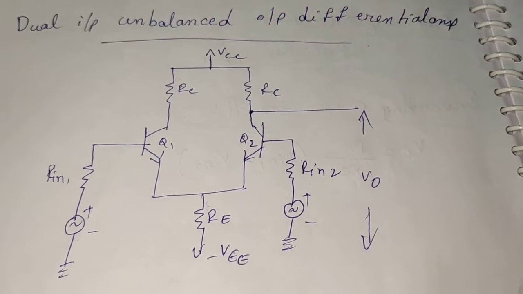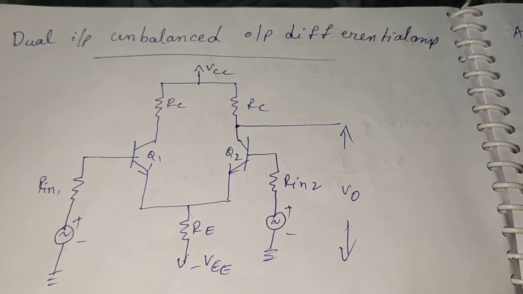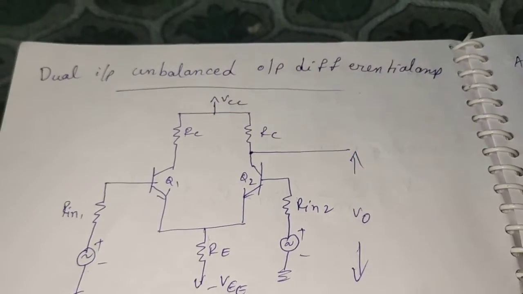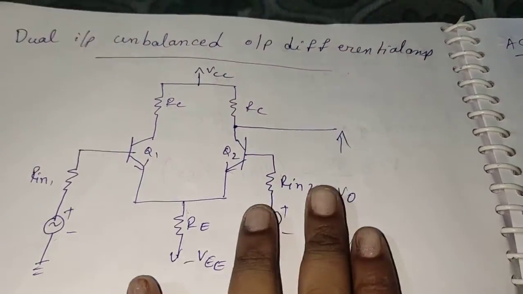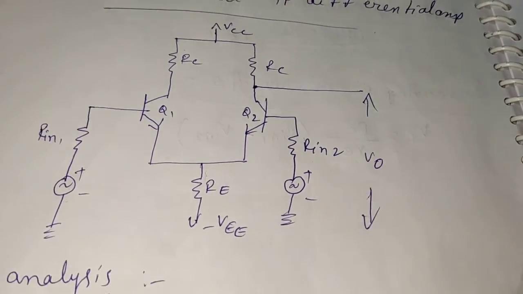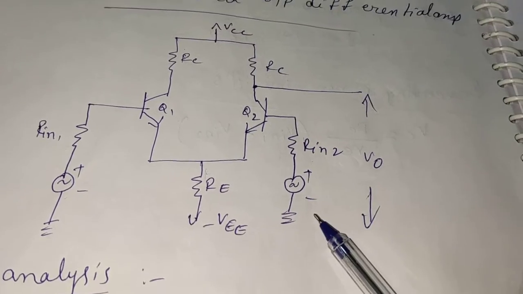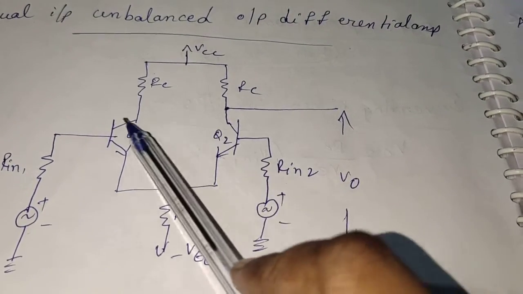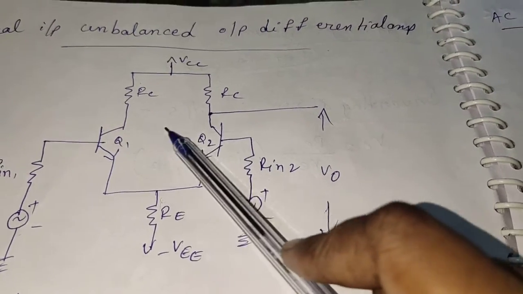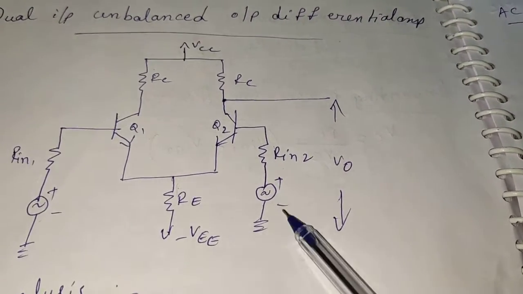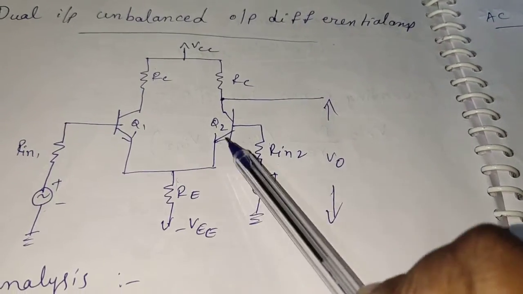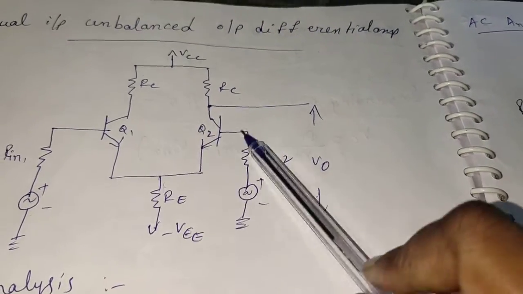See, this is dual input unbalanced output differential amplifier. What is the difference between dual input and unbalanced output? See here. What is dual input balanced output? We are applying two inputs and we are taking output in between these two. If we apply two inputs and take output in between these two, we say this is a dual input balanced output differential amplifier.